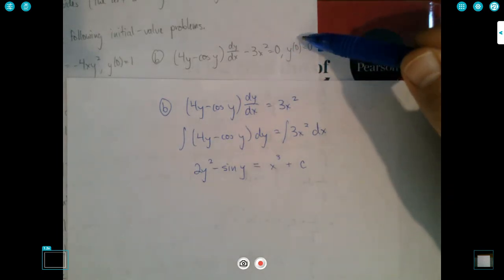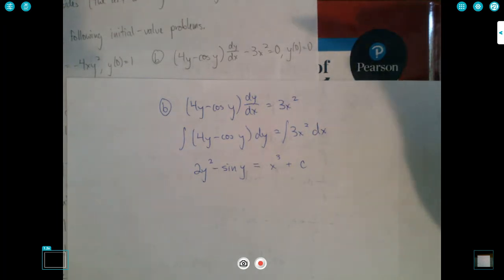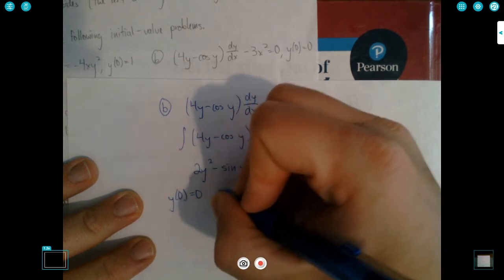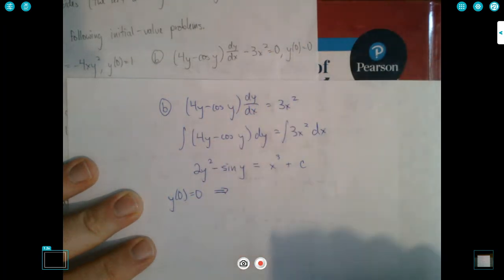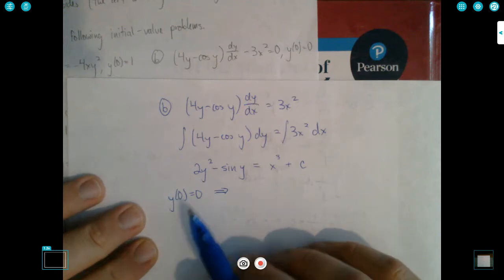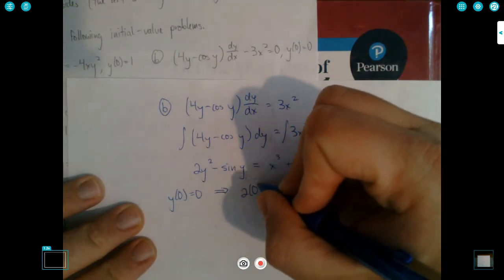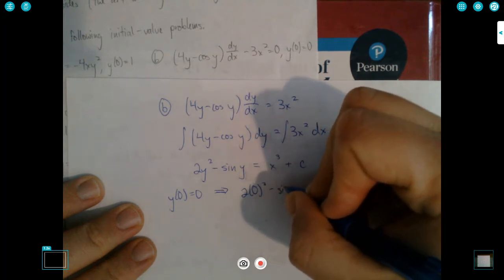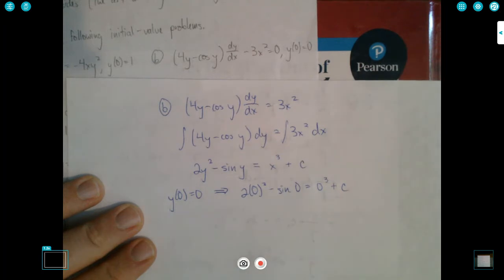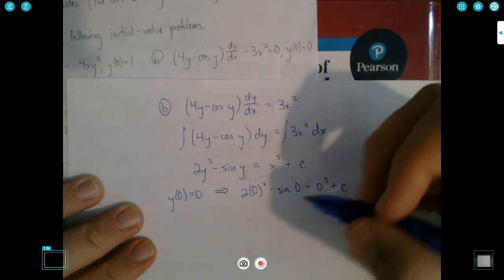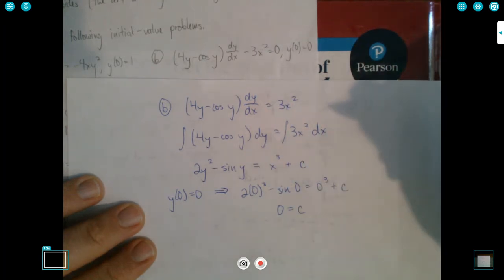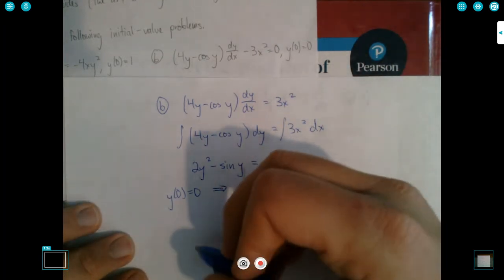So I can use the fact that y of 0 equals 0 to solve for c. So I can say, well, since y of 0 equals 0, in other words, when x is 0, y is 0. So we're just going to plug in 0 everywhere. We would get 2 times 0 squared minus sine 0 equals 0 cubed plus c. Well, this is all just 0, right? We would get 0 equals c. Well, so that's kind of boring, right? So I guess what we end up with is this.